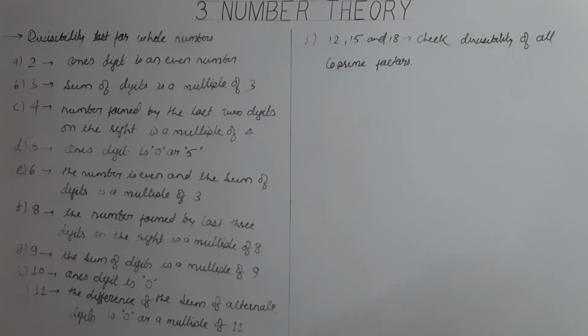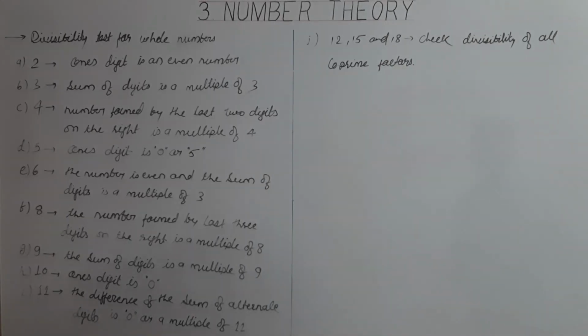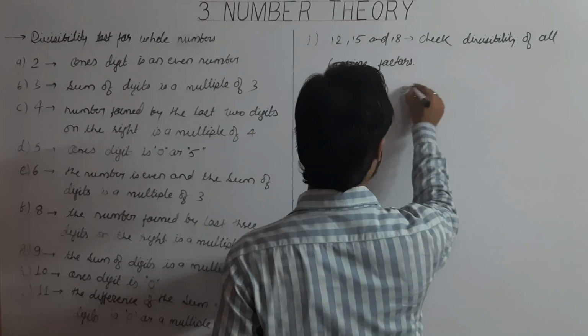Then for 9, the sum of digits is a multiple of 9. Again, this is similar to 3. For 10, the one's digit is 0. This is simple. For 11, the difference of the sums of alternate digits equals 0 or a multiple of 11. And for 12, 15 and 18, check divisibility by all co-prime factors. Now moving to the exercise.